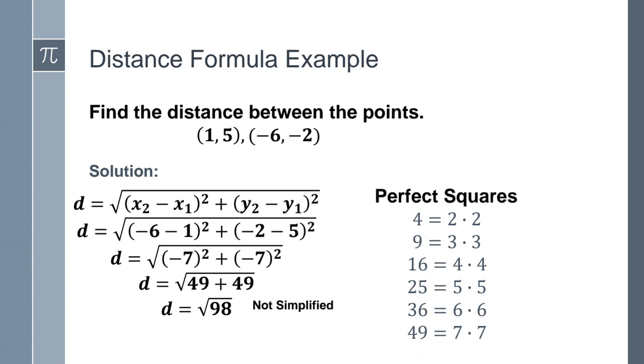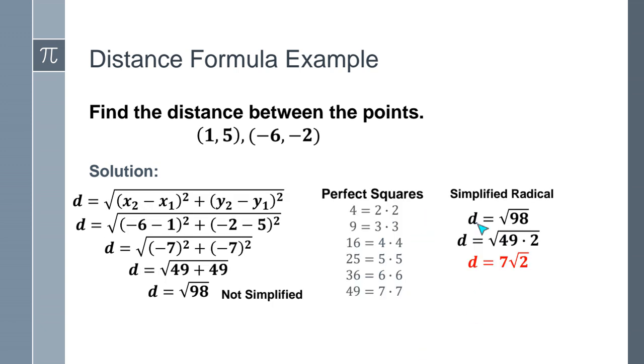And so if we go to the next page, 98 I can write as 49 times 2, and 49 is a perfect square. So the square root of 49 is going to come out as 7, and then 2 is not a perfect square, so it's going to stay in the square root. And 2 can't be simplified any further. So my answer would be D is equal to 7 square root of 2.